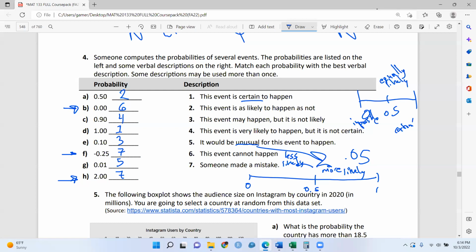So you don't want to bet on anything below 0.5 because you're not likely to win. So then G would be 5. G is the best option for 5.